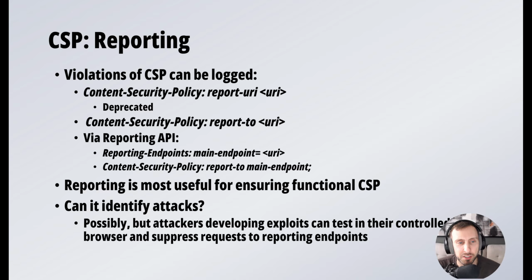And there are many different ways to do that. There's the now deprecated, but probably still works in a lot of browsers, report-URI. Then there's the modern variation, report-to, and there's also a relatively new web API known as the Reporting API. And there you can specify reporting endpoints in the response header, and then you can refer to those endpoints in the content security policy to tell it where to report to.